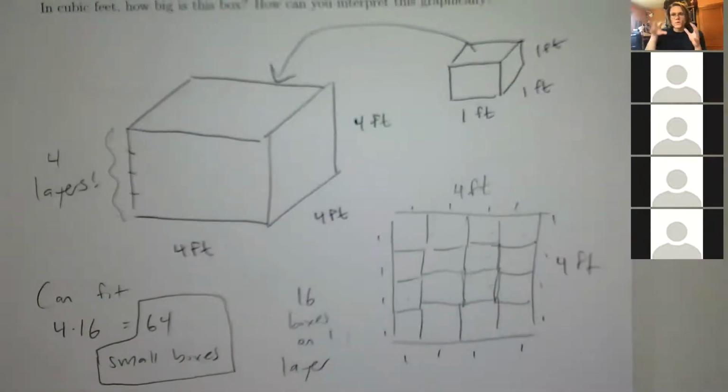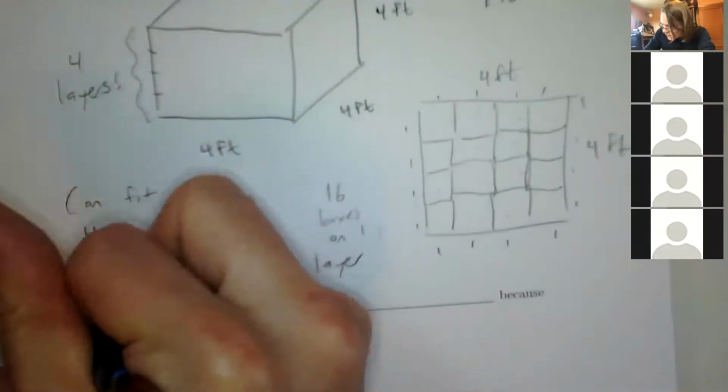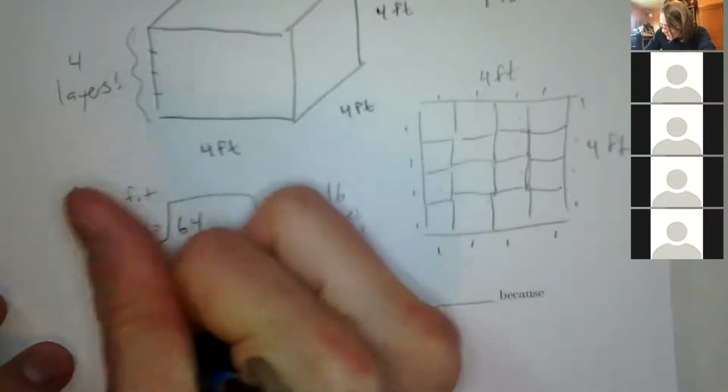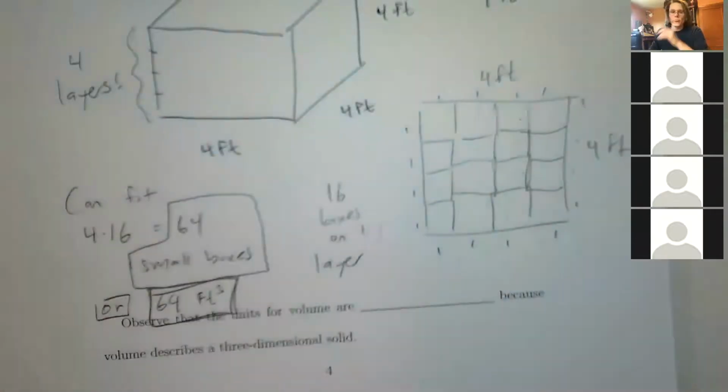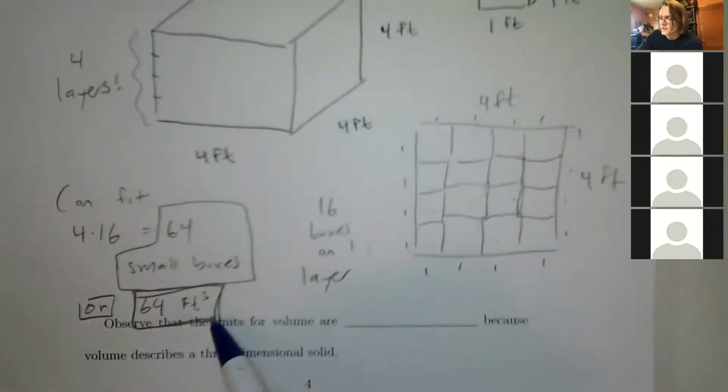You're basically packing 1 by 1 by 1 units, in this case feet, boxes into your big box to see how many of these small boxes can fit. And so the answer to this question is that it's 64 cubic feet. So it's 64 small boxes, or 64 cubic feet. Right? So this is the actual answer, but again, you can interpret it in terms of these small boxes, which are each 1 cubic foot.